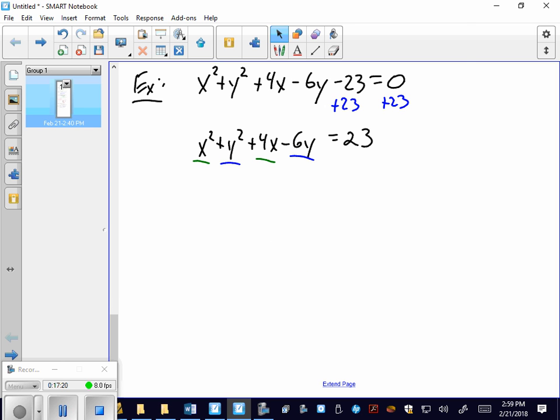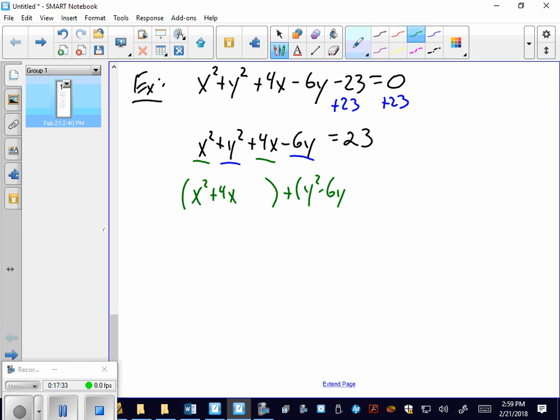So here's what we're going to do. We're going to take x squared plus 4x, put it in parentheses. I'm going to leave a space. And then I'm going to take y squared minus 6y, and I'm going to leave a space, and then equals 23. The reason I am leaving this space is because I need to complete the square with each one of these.